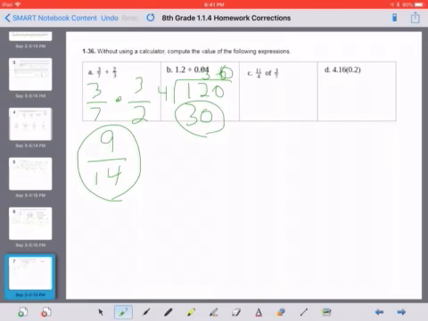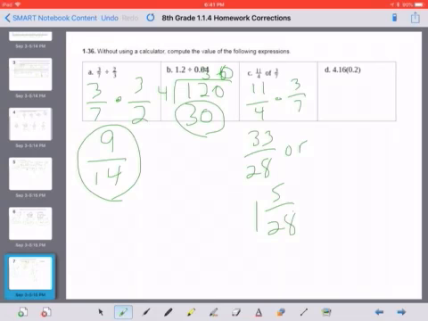For C, the word of means multiplication. So I'm doing 11 over 4 times 3 over 7. So I'm going to get 33 over 28. Or you can write it as 1 and 5/28. Either way is fine.